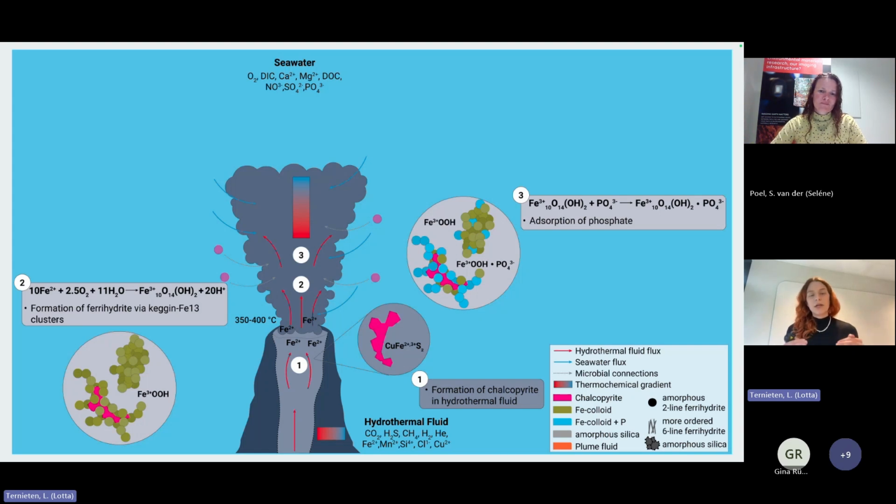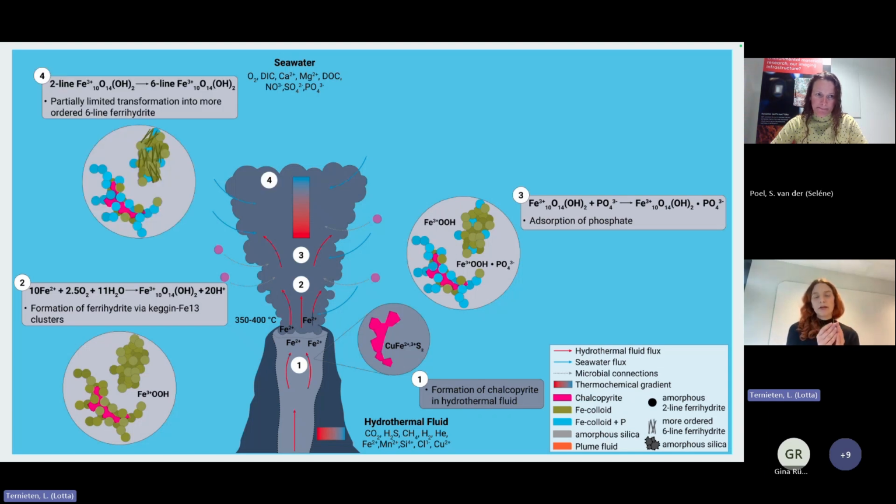So the phosphate loading is much, much higher compared to the compact and dense ones, which actually leads to the fact that the compact ones with a lower phosphate loading are transforming into a more ordered 6-line ferrihydrite compared to the other dendritic appearing ferrihydrite with a high phosphate loading.